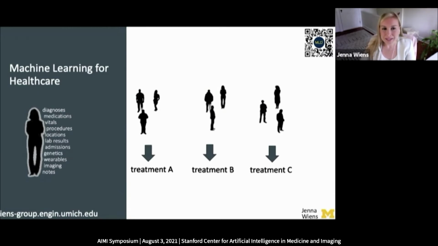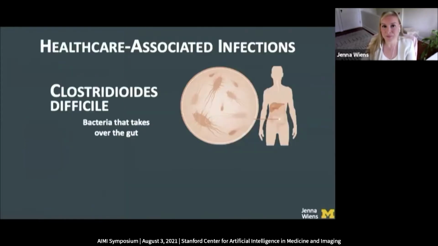We work on many different projects and domains across healthcare, and you can always learn more by visiting our group's website. So you can either scan the QR code here or visit the URL down here. But today, I'd like to use this time to tell you about one project in particular. A project in which we've shown how machine learning tools can be used to identify which patients are at greatest risk of acquiring an infection during a hospital stay.